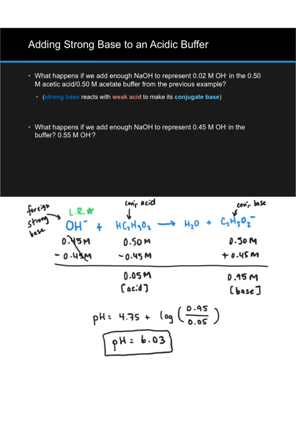Our pH has risen because we're starting to consume more and more of one of the components of our buffer. We're almost to the point of depleting our conjugate acid completely. And when our acid is completely consumed, we can by definition no longer have a buffer. So what happens if we add 0.55 molar hydroxide ion instead?